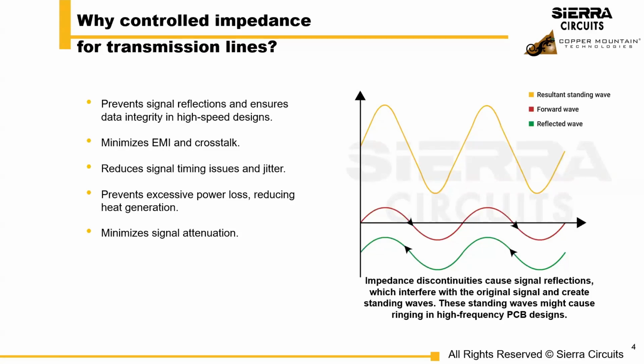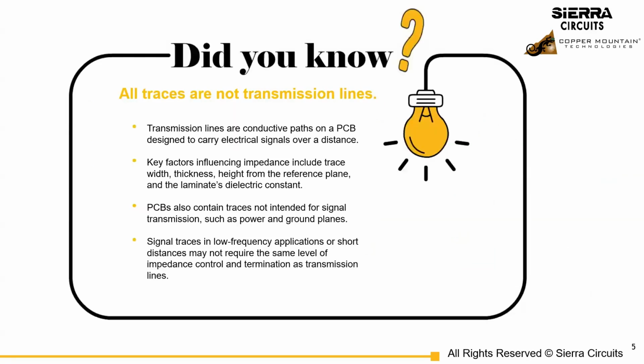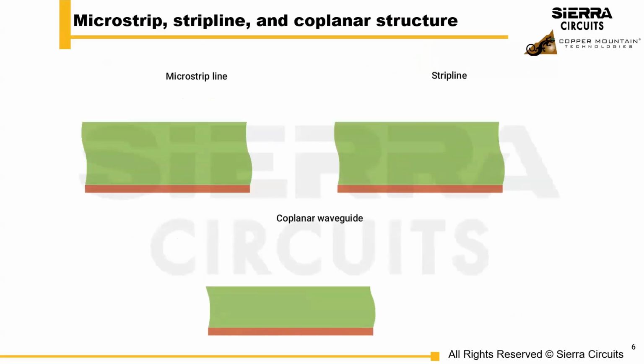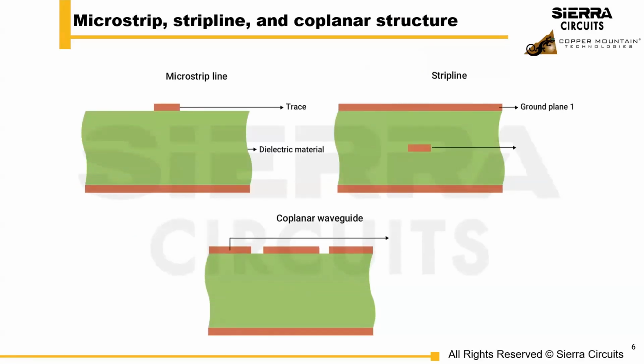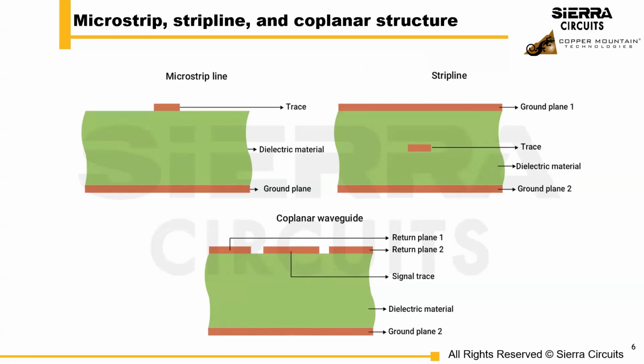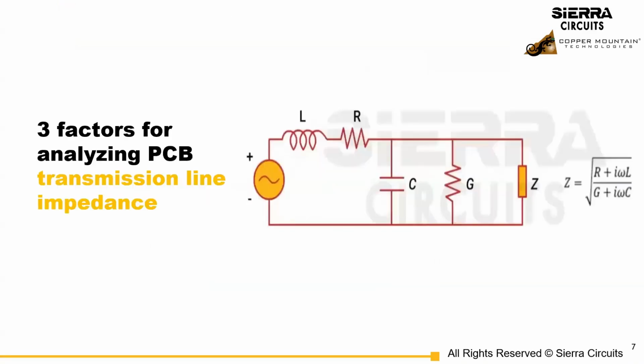So this is why controlled impedance is super important. Some interesting facts, which I'm going to skip over. And then, just the idea of showcasing the structures: microstrip, strip line, coplanar. So this is a reference of what we're speaking about, the different structures you can have.